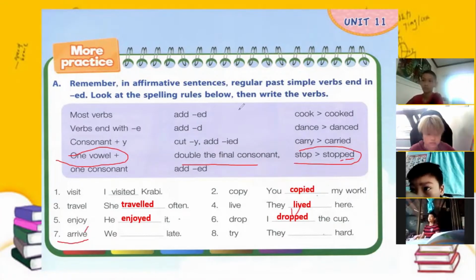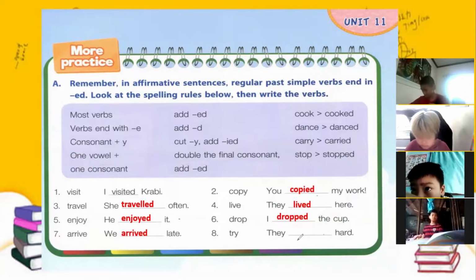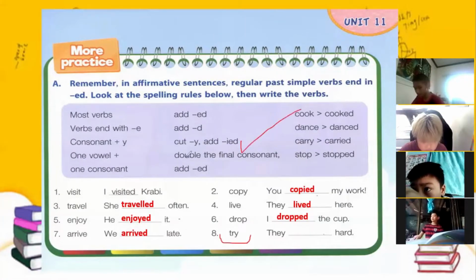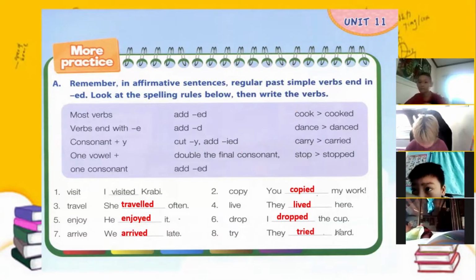It ends with E. What are we gonna do? D. D. Very good. We arrived, A-R-R-I-V-E-D. Okay, last one. They try hard. Try. IED. IED. Very good. So we're gonna cut the Y and add IED. So that will be they tried.